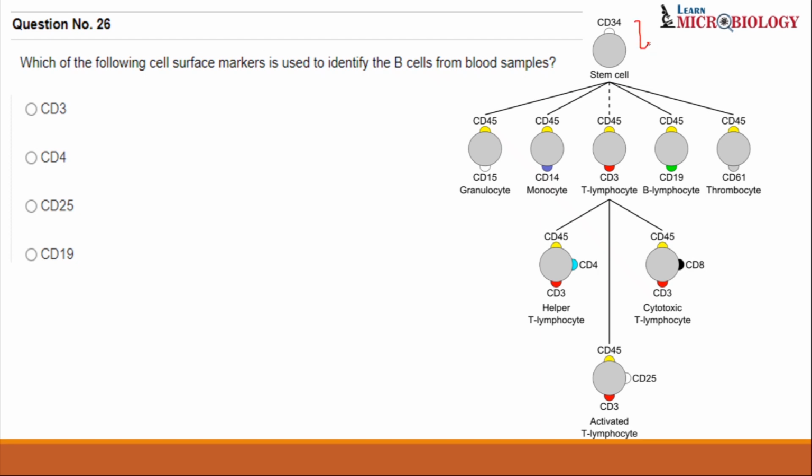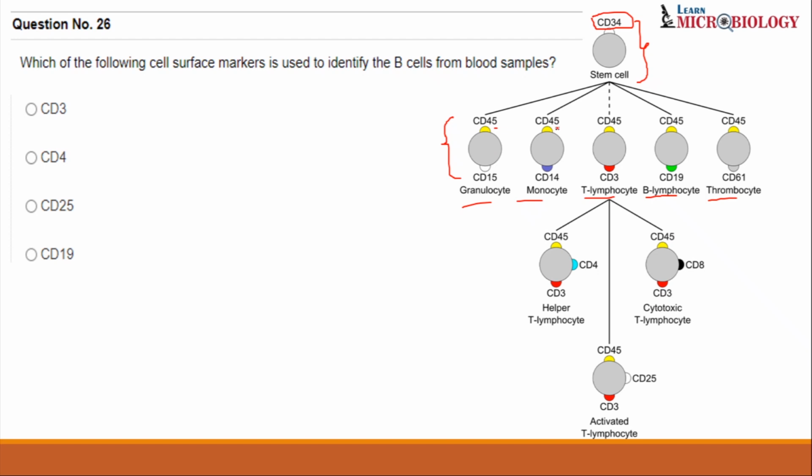You know the stem cells, it is a progenitor of all your blood cells, and it is going to have a marker called CD34. Then using that stem cell, you are going to form your granulocytes, your monocytes, your T lymphocyte, that is your T cells, B lymphocyte, that is the B cells, and your thrombocyte, that is your platelets. Then each of these cells have certain surface markers.